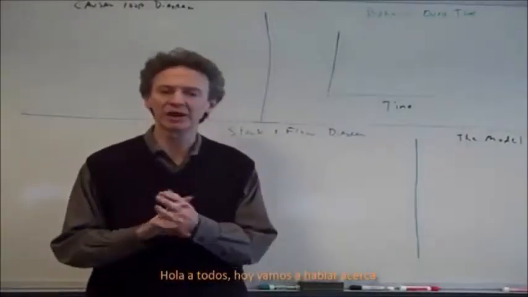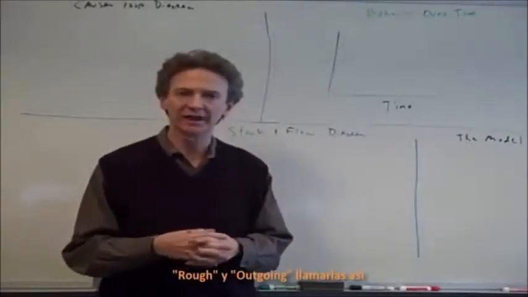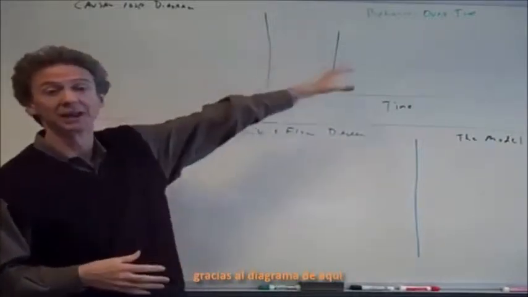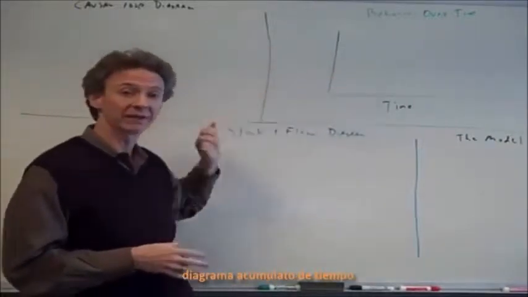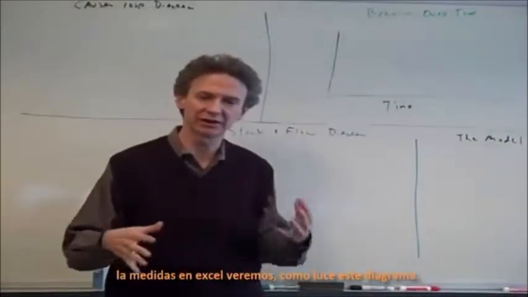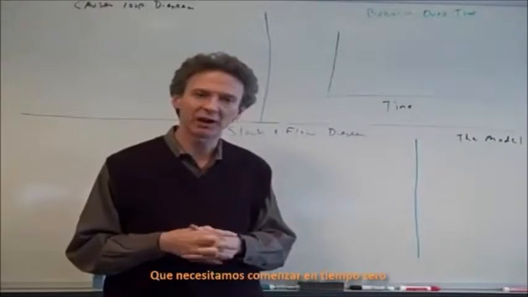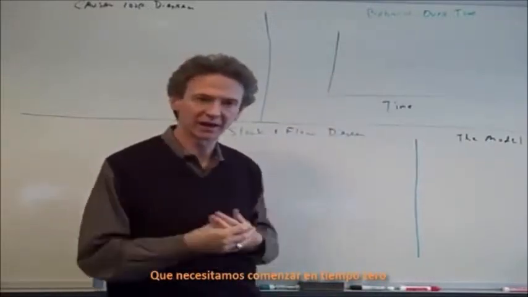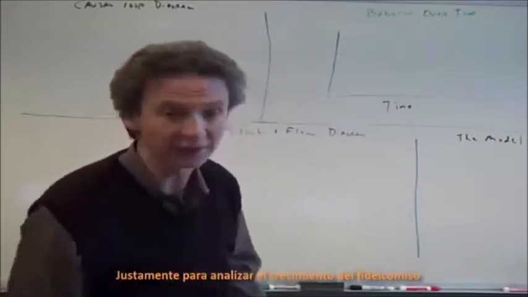Hello everyone. Today we're going to talk about growth. And we're going to go through our usual four things: causal loop diagrams, behavior over time diagram, stock and flow diagram, and then model it in Excel and see what it looks like. And what I wanted to do though is start with the behavior over time diagram and just talk about what we usually think of as growth.